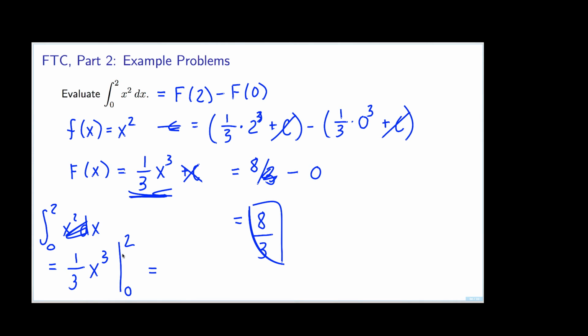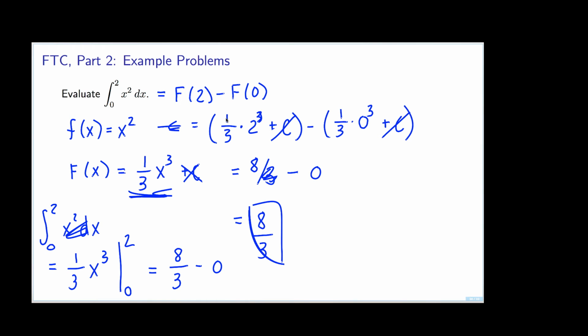So this then is going to give us, when we plug in 2 cubed is 8, so we get 8 over 3 minus 0 cubed is 0, so we get 8 over 3 minus 0, or 8 over 3, which is of course what we got previously. So the point of this at the end was just to illustrate this notation, which saves you a little bit of writing when you're doing these problems.